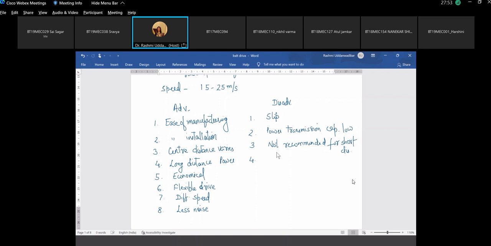What about the life of belt drive as compared to gear drive? Which one would have a longer life, a gear or a belt? Short life. As compared to gear drive, this will have a shorter life. Chances of failure of belt is higher as compared to gear.